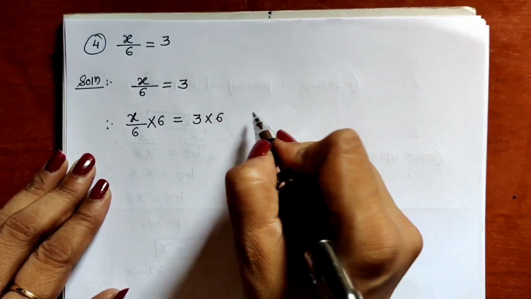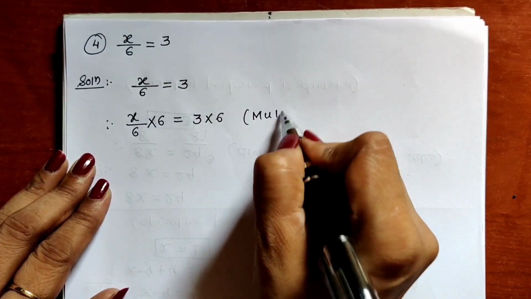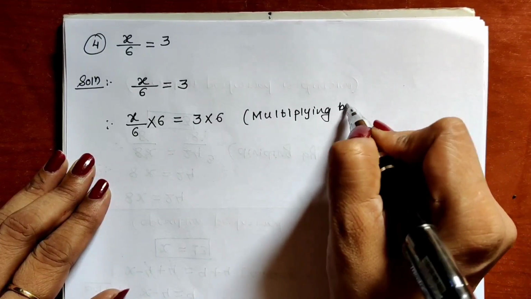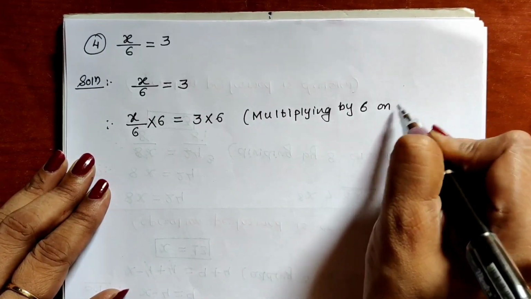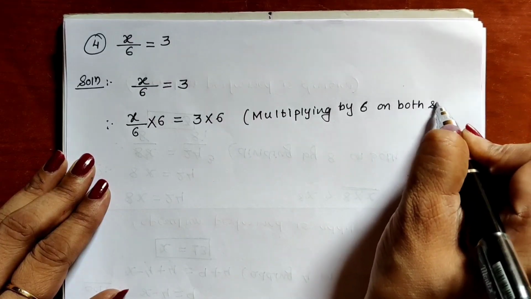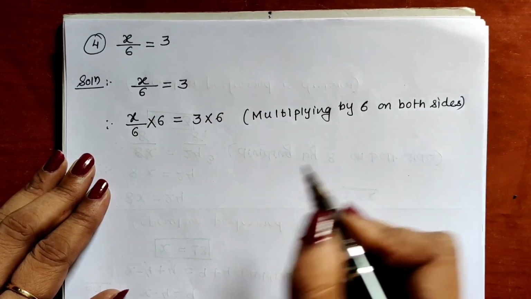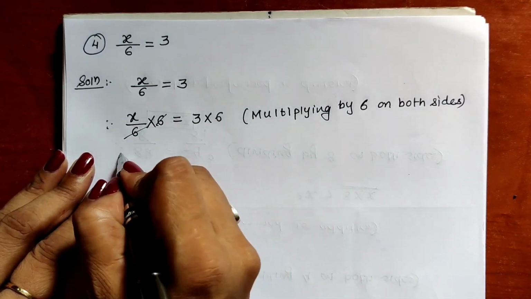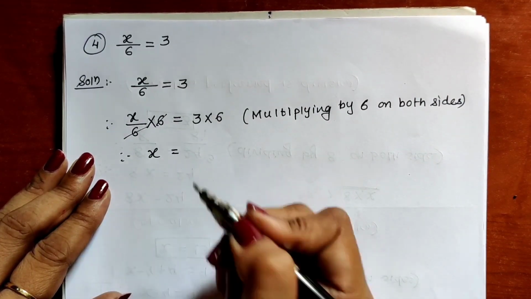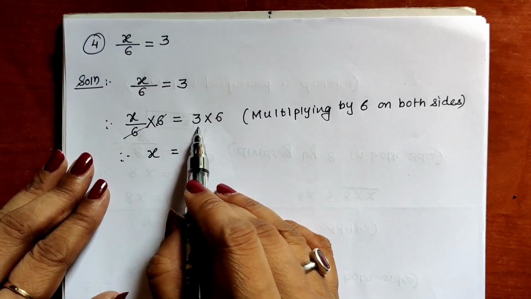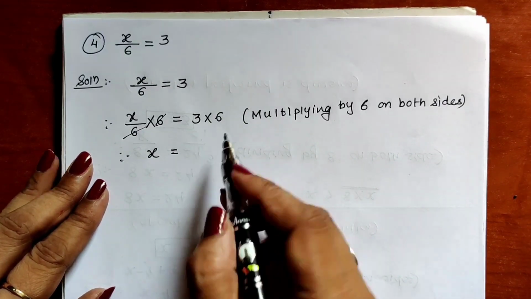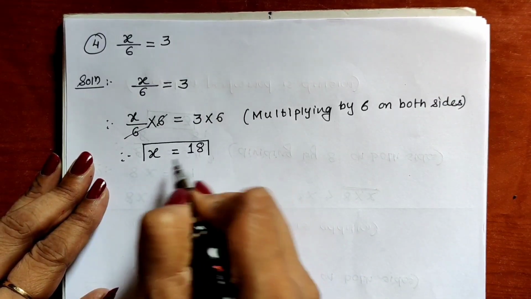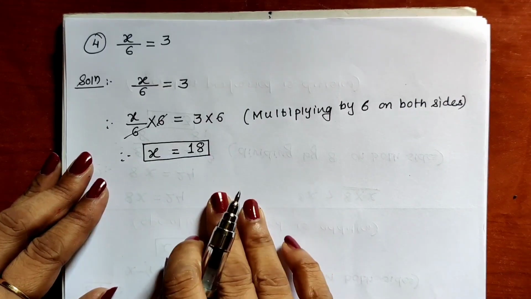On the right hand side what we did? Multiplying by 6 on both sides. Now see here, denominator 6, numerator 6 cancelled. On the left hand side x is remaining. On the right hand side this is simple multiplication. 3 sixes are 18. So we get the value of x, the value of variable, that means our equation is solved.